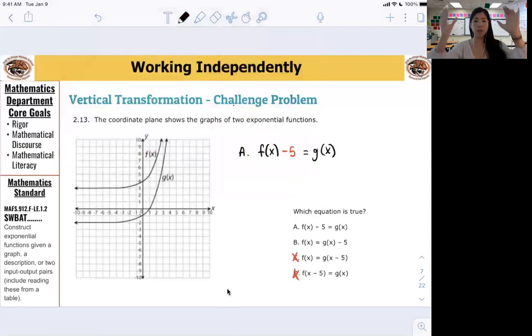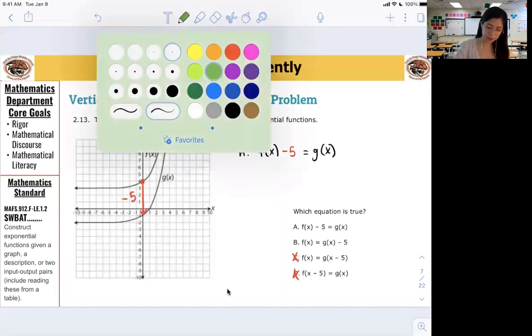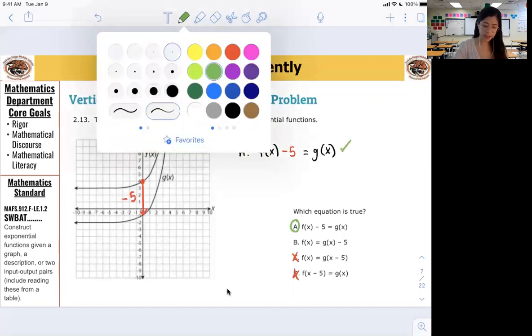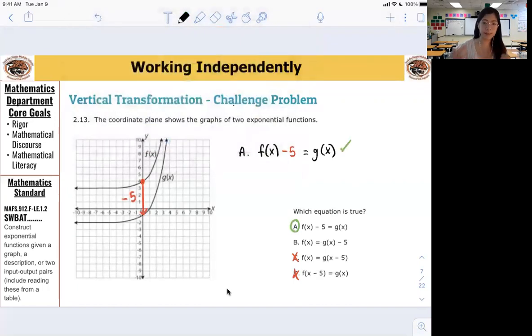So A is telling me to grab f of x and do what to it? Subtract 5. Bring it down. So this is telling me to take f of x and bring it down. If I take f of x, look at the y-intercept, and bring it down 5 units, do I get to g of x? Yes, I sure do. A is the right answer, but let me look at B as well, because B says almost the right thing. It just says it backwards.